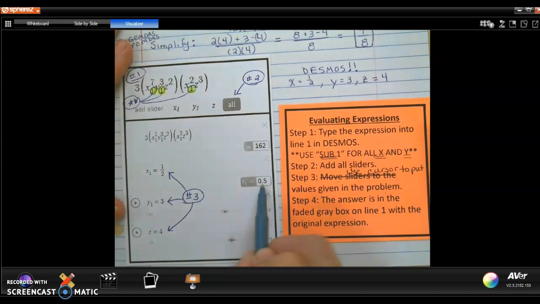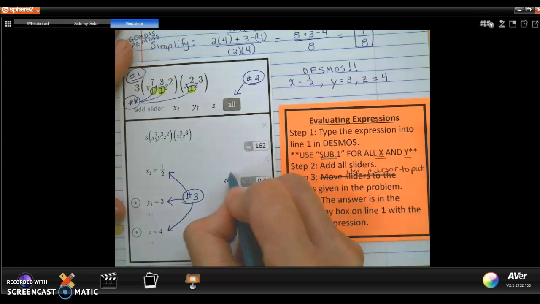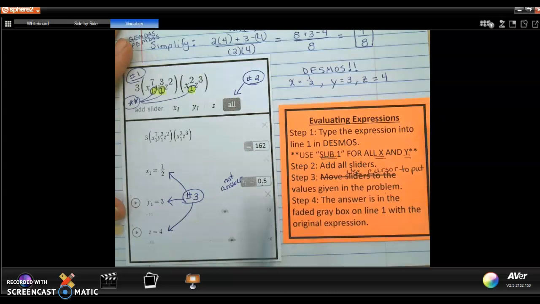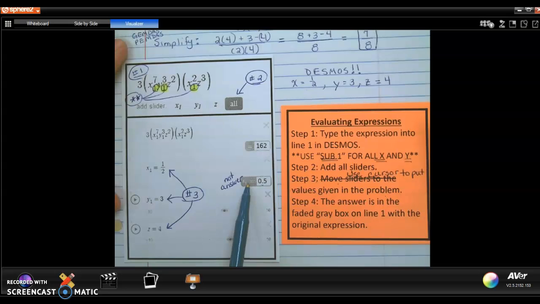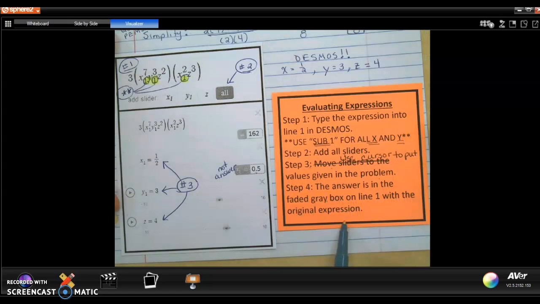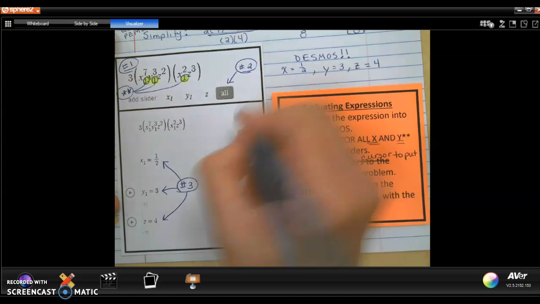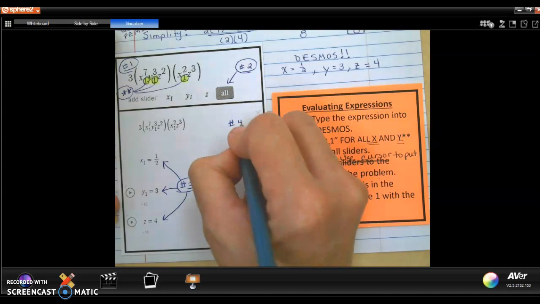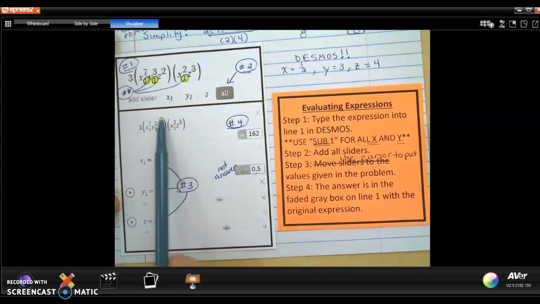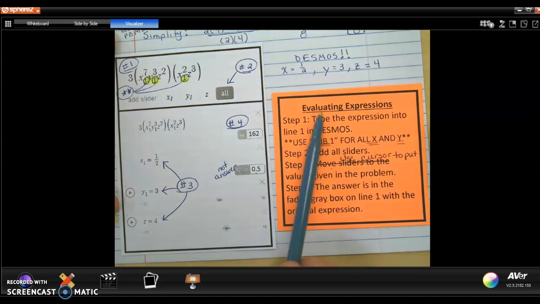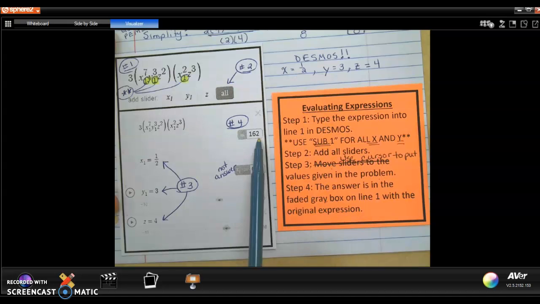So this is not your answer. Not answer. All they did was tell you that x1, right there, x1 is equal to 0.5. So what's our answer? The answer is in the faded gray box on line 1 with the original expression. So here is line 1. Here is our answer. So the value of our expression for these given replacement values is 162.